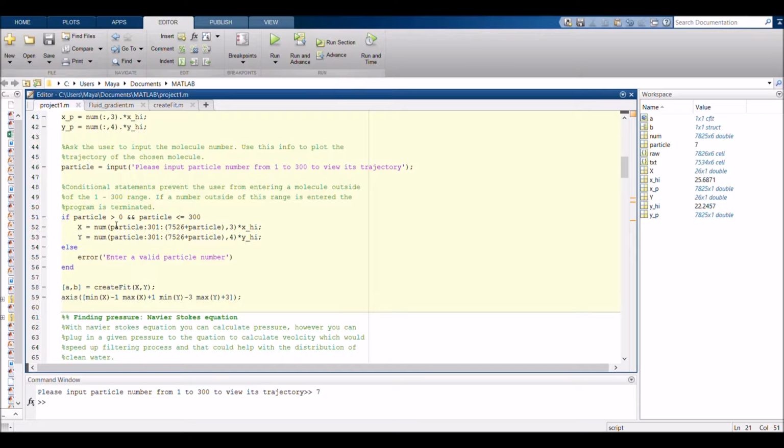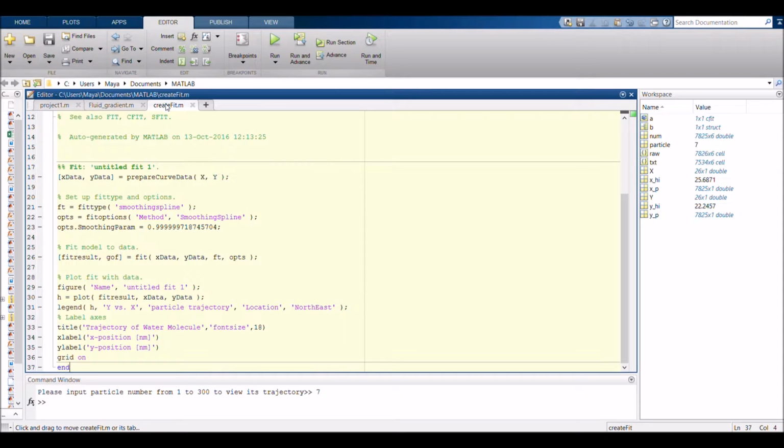If the particle is greater than 0 and less than or equal to 300, it will calculate the trajectory of the x and the y. Otherwise, it will give you an error and you will have to input a particle number within the given parameters. We then pass it through the createFit function to graph the trajectory of the particle. Here is the function createFit.